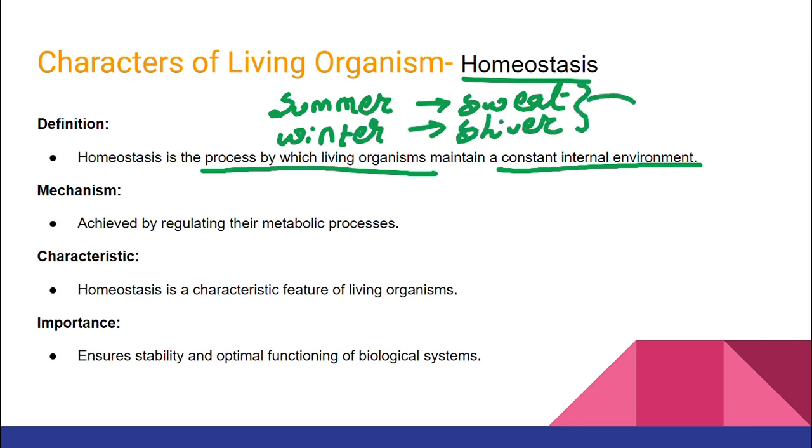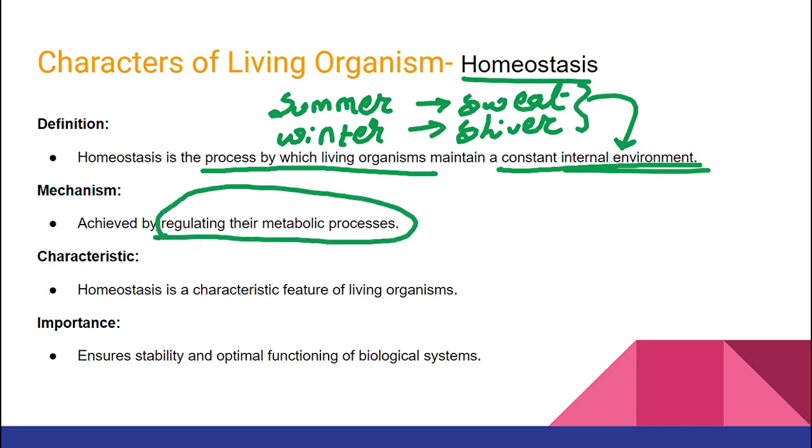This happens in order to maintain the internal body temperature. So we are the higher animals, the higher vertebrates, so we will be able to maintain our internal body temperature, right? How does this happen? This happens by regulating the metabolic process. When I say metabolic process, it is nothing but all the activities.